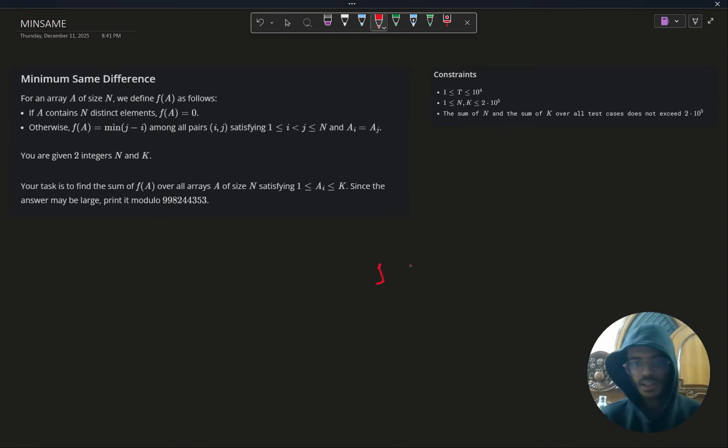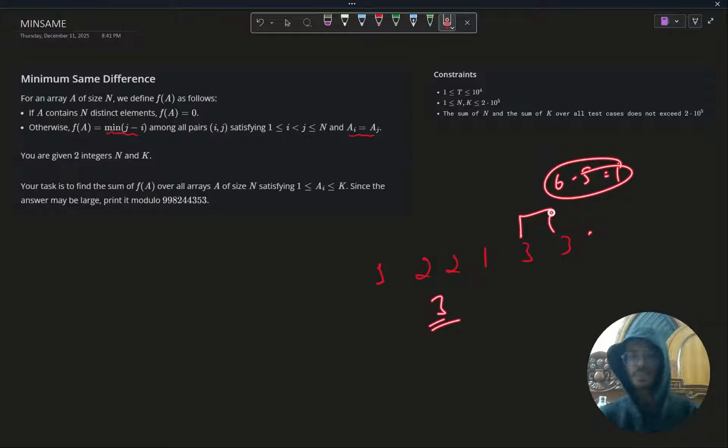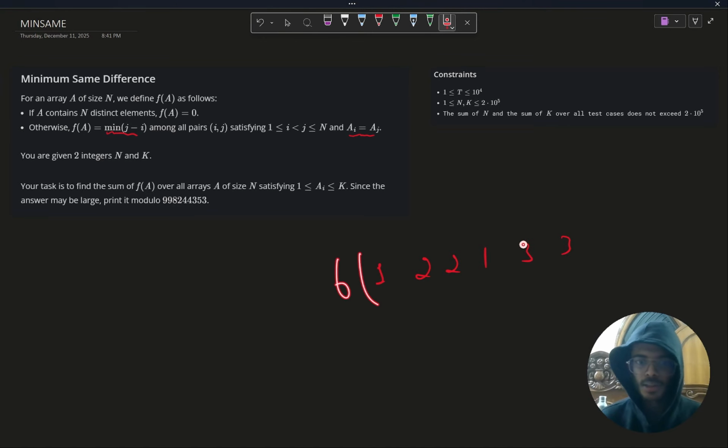So for example, if we have an array 1, 1, 1, 2, 2, 1, 3, 3, then for all the pairs satisfying A[i] equal to A[j], f of A is the minimum of j minus i. That is the minimum distance between an equal pair of elements. So for this array, these two elements are equal and they have a distance of 4 minus 1, that is 3. And these two elements are also equal and they have a distance of 6 minus 5, that is 1, which is the minimum in this case. Hence, f of this array is equal to 1.